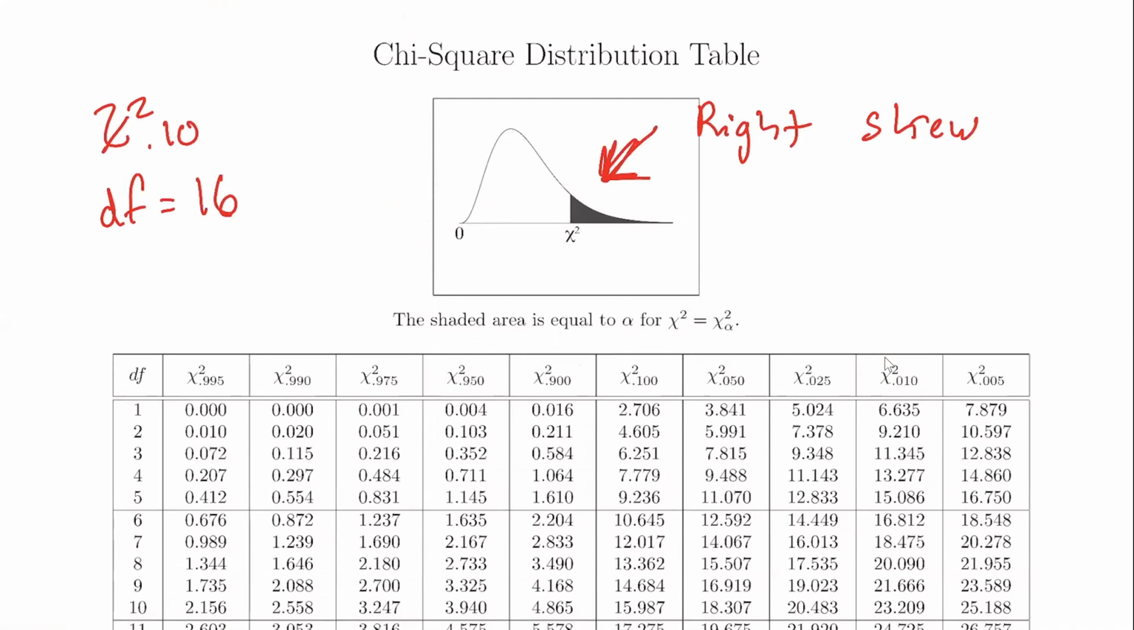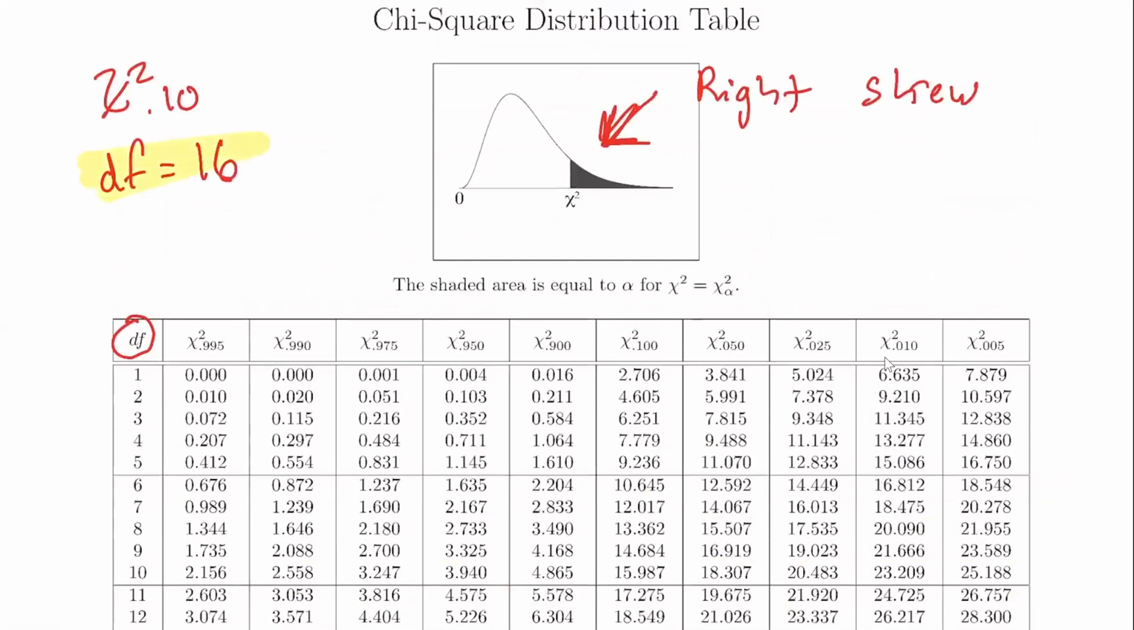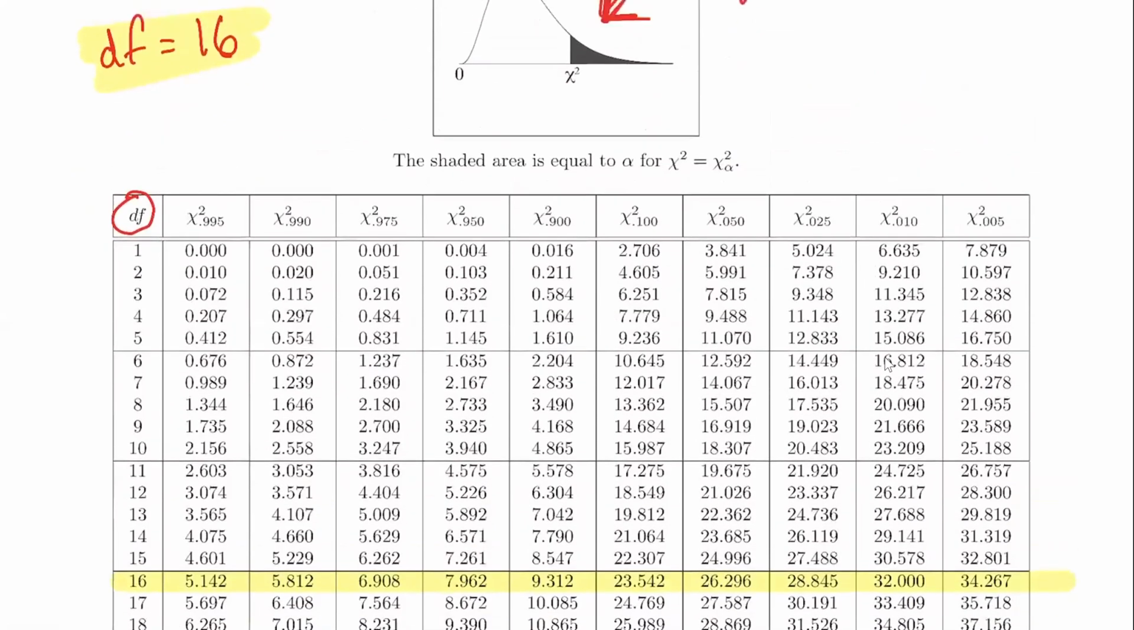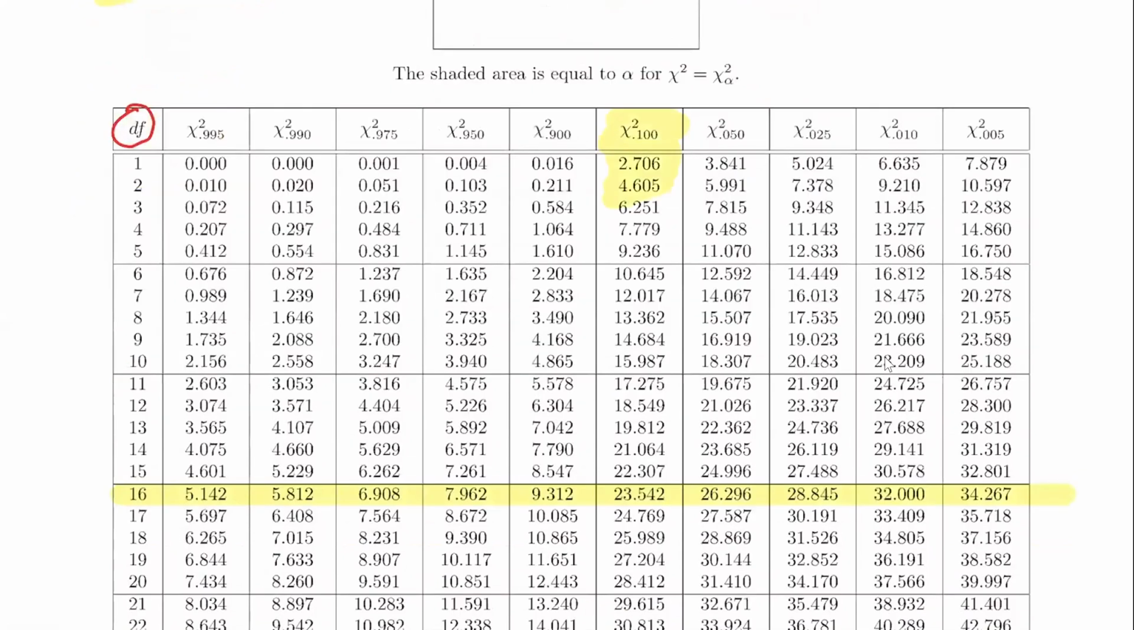If you want, you can first look for degrees of freedom. Where it says DF, that's degrees of freedom. So degrees of freedom of 16 is right over here. That's how you use degrees of freedom. It tells you which row to select. The next thing I want to do is select the chi-square. We get chi-square of 0.10, which is this one over here. Any question why I selected that column or that row?